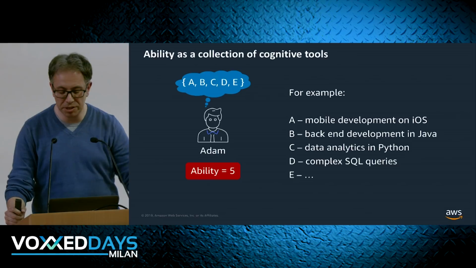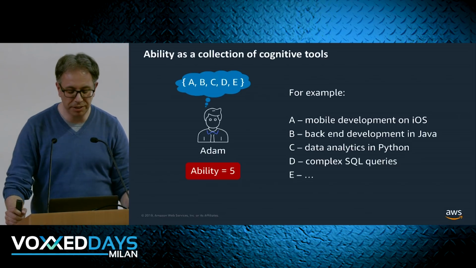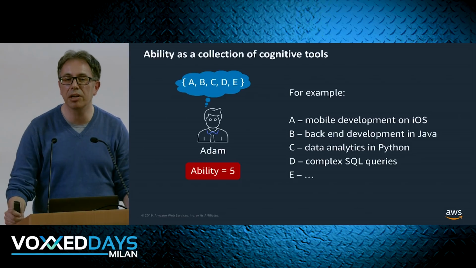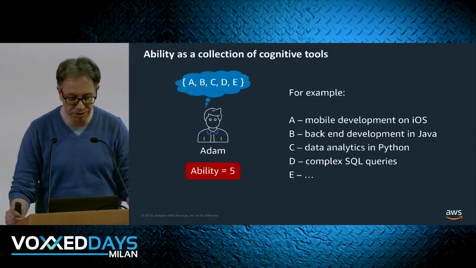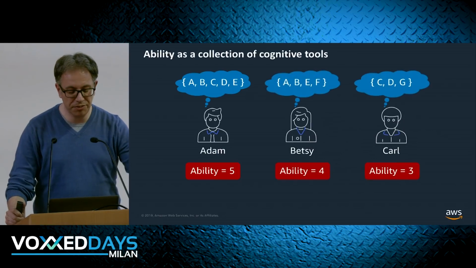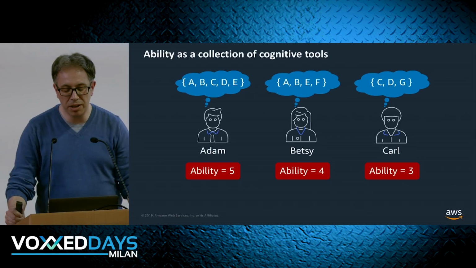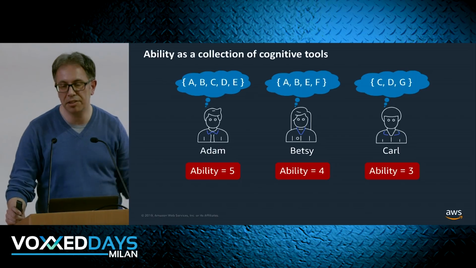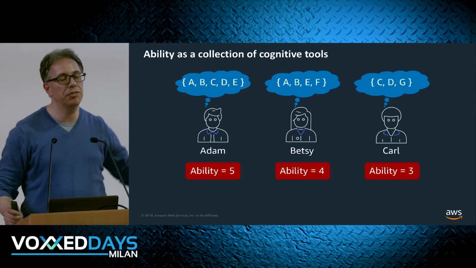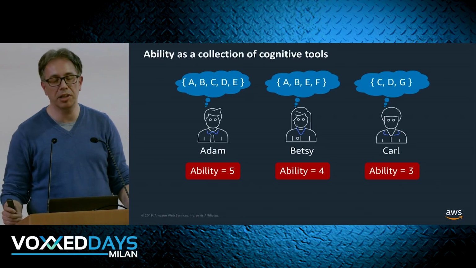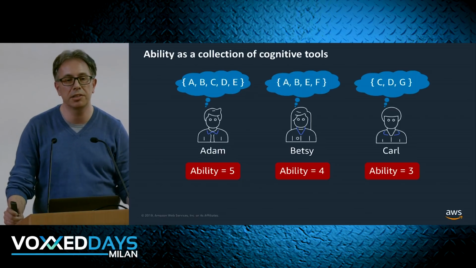A can be, for example, mobile development on iOS, or backend development in Java, or data analytics in Python, SQL, and so on. You can think of more relevant tools for your own use case. And let's say that I have these 3 people, where each one has different skills identified by the letters. Then I want to build the best team of 2 people out of these 3 people.